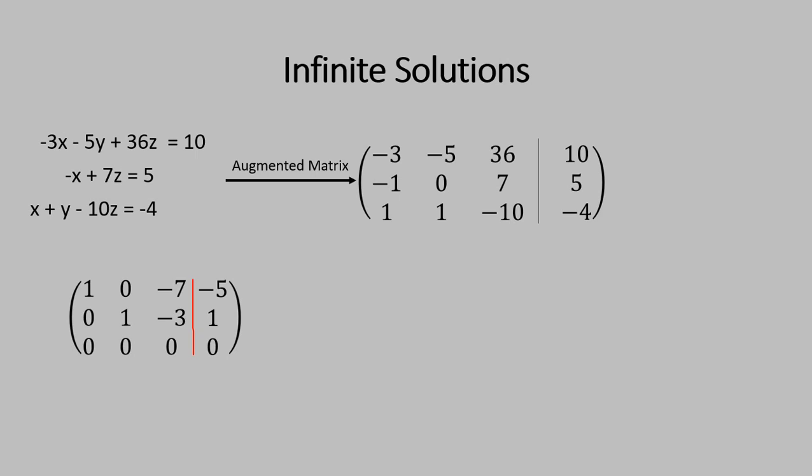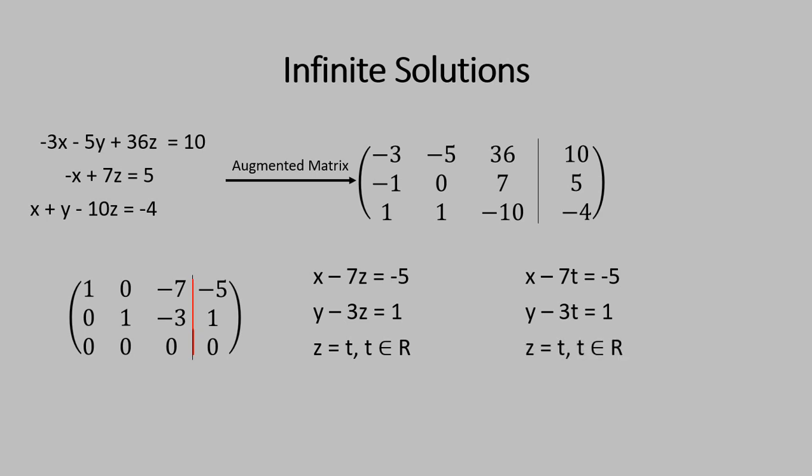Now our equations that we can derive would be x minus 7z is equal to negative 5, and y minus 3z is equal to 1. Our free variable z, we just call that t. So we use the parameter t, and t is in R, so t is just some real number. So we can rewrite x and y in terms of z.